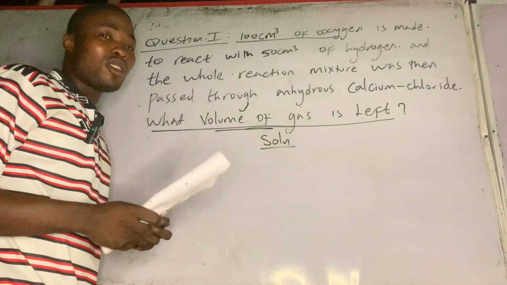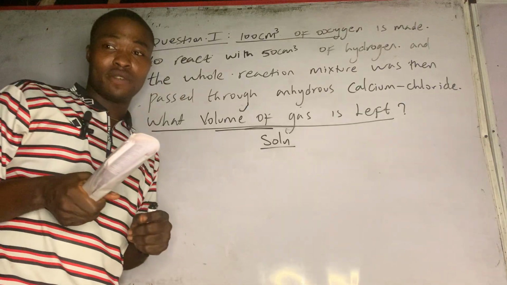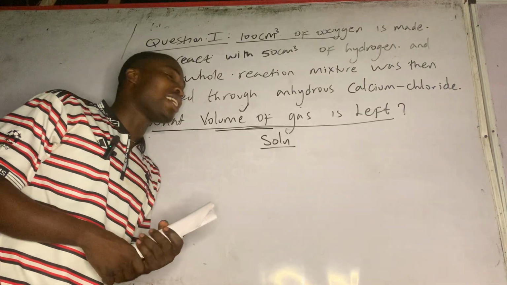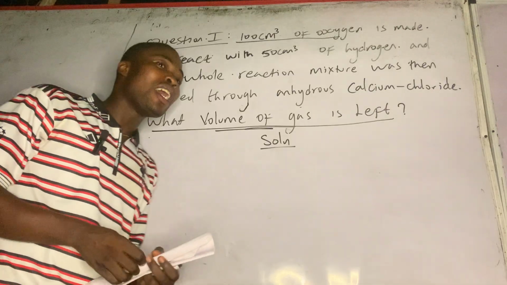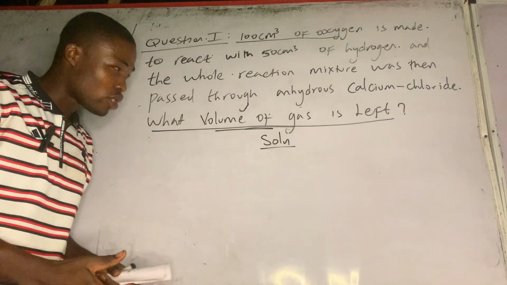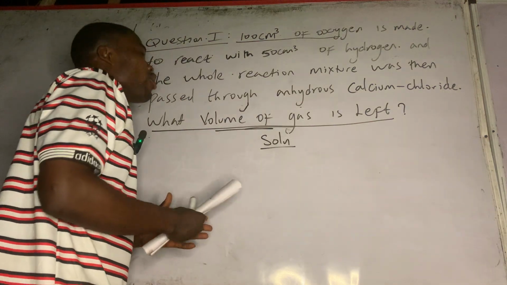What does Gay-Lussac's law state? Gay-Lussac's law says when gases which chemically react are combined together, they do so in ratios of their volumes and also with the volumes of the products. Now, gases will react. Let's just see if it could be stoichiometry or any other question.